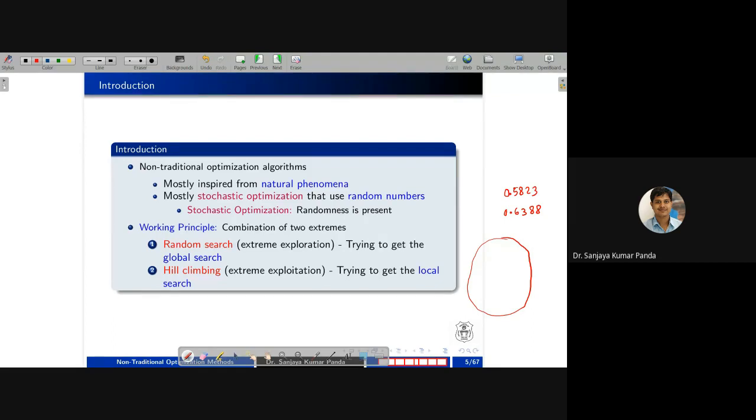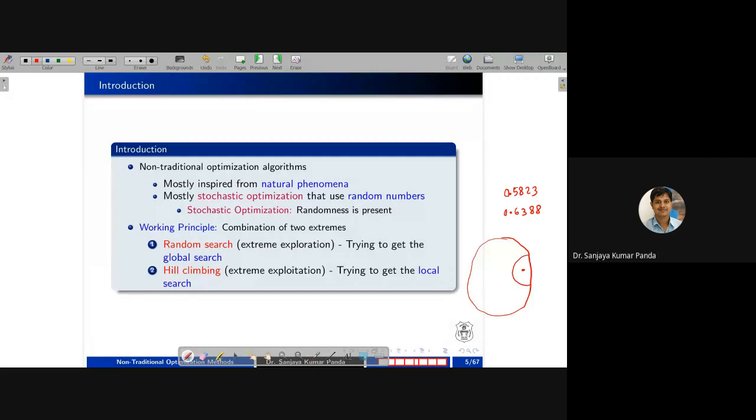So what we can do here, we are trying to get a global search, which we call a random search. It is also called extreme exploration. So you have to reach each and every part of the sample space. At the same time, you also have to try to reach the local search. For example, if I say the solution lies at this particular point, then you will go for a local search in order to find the optimal value in that local search. But in order to reach this point, you have to make a global search.